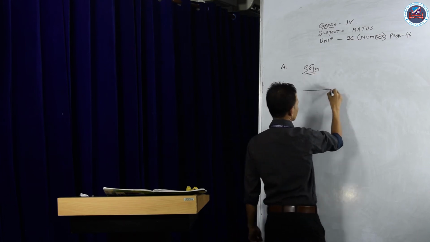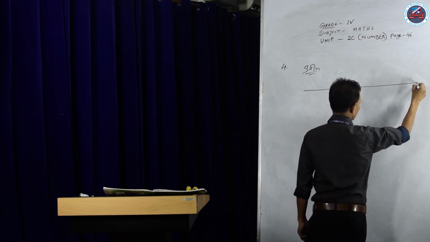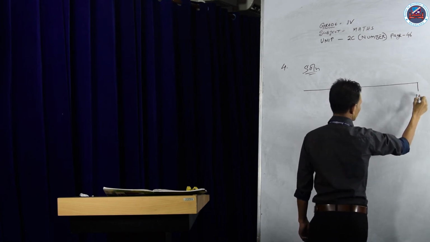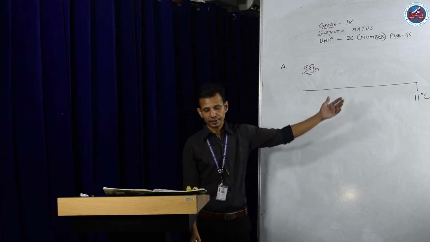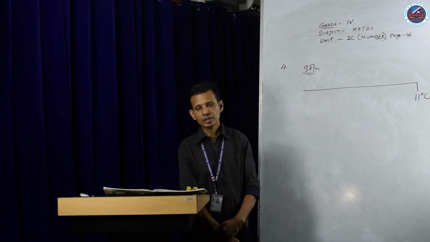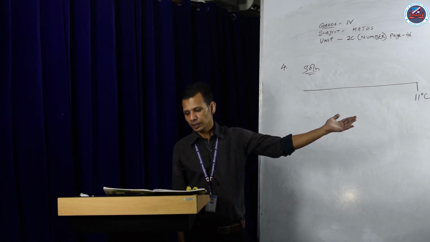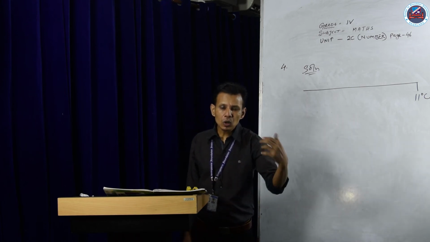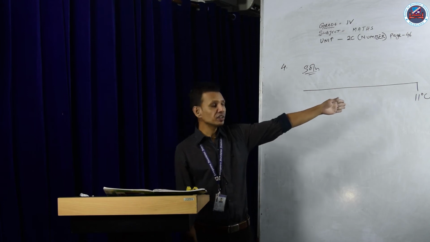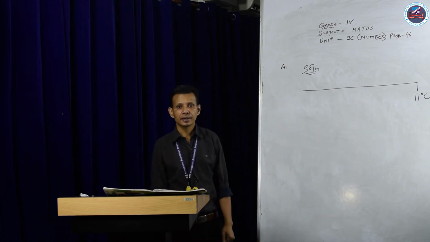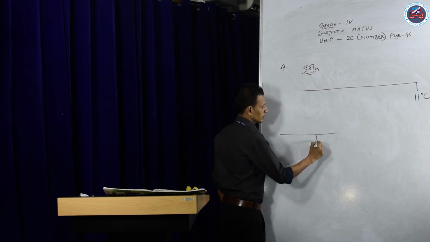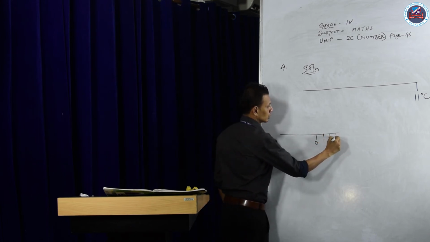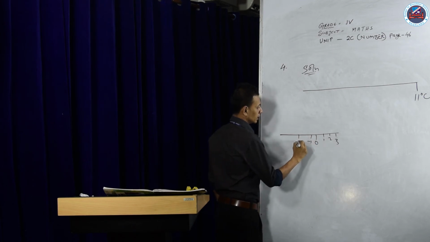To make it very easy, let's draw a number line. The temperature of England is 11 degrees Celsius. It's here, the temperature of England. Now what happened here? The temperature in Ireland is 15 degrees colder. That means 15 degrees colder than England. And you know the number line: 1, 2, 3, -1, -2, -3, -4, and so on.